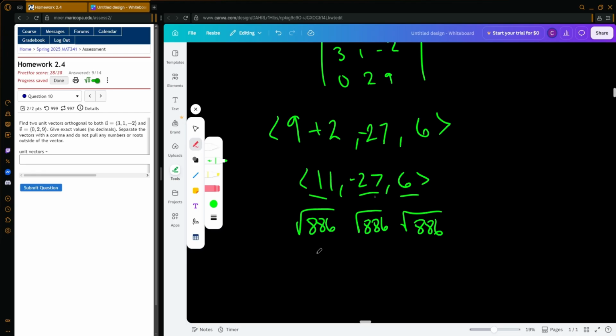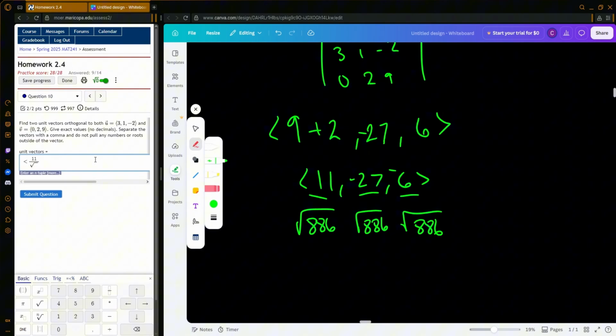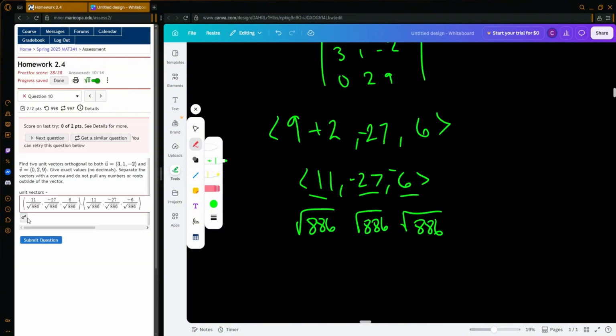So this is one unit vector. To get the other unit vector, we can just flip this. So 11 over the square root of 886, this is negative 27, this is 6, and I'll make this a negative 6. Okay.